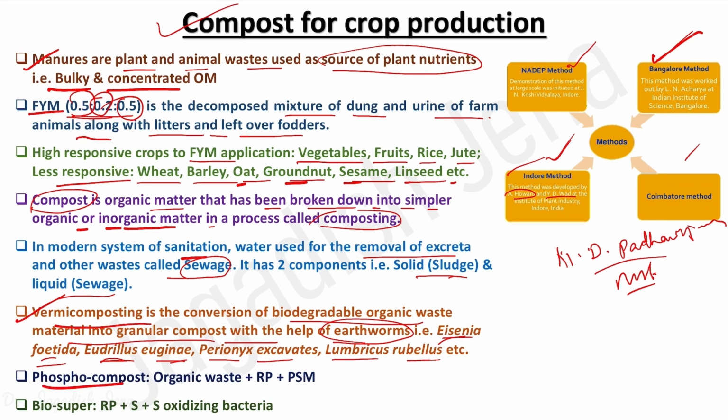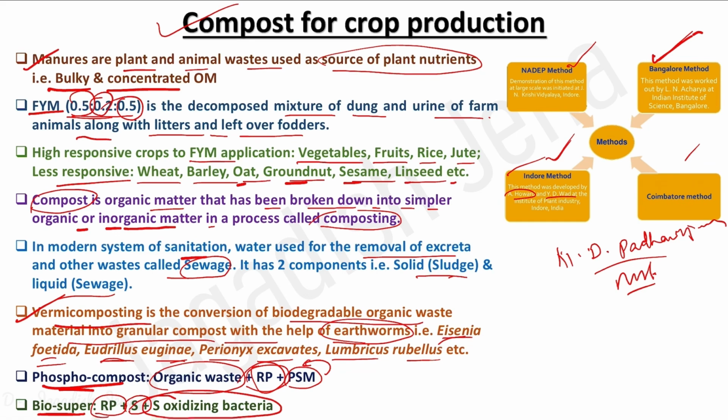Another one is phosphocompost, which comprises organic waste plus rock phosphate plus phosphorus solubilizing microbes. Why is the phosphorus solubilizing microbe added there? Because rock phosphate is an acid- and water-insoluble phosphatic fertilizer, which is generally applied in acidic soil and for long duration crops. To mobilize that, along with the organic waste, we need phosphorus solubilizing microbes or phosphorus solubilizing bacteria or biofertilizer, which will solubilize this organic form of phosphorus. Then biosuper is a combination of rock phosphate plus sulfur oxidizing bacteria.